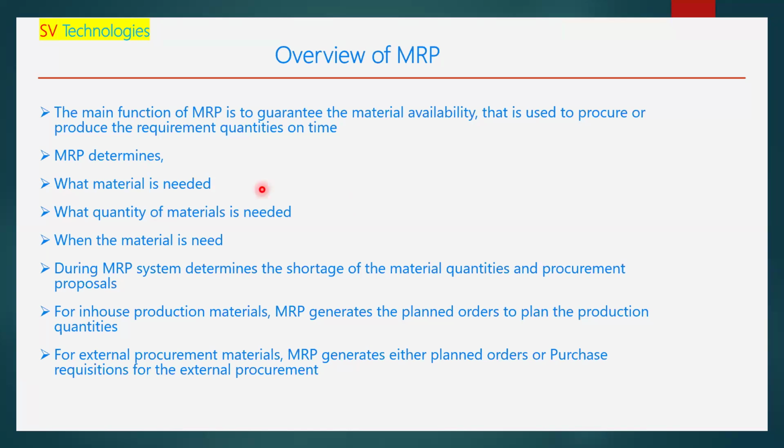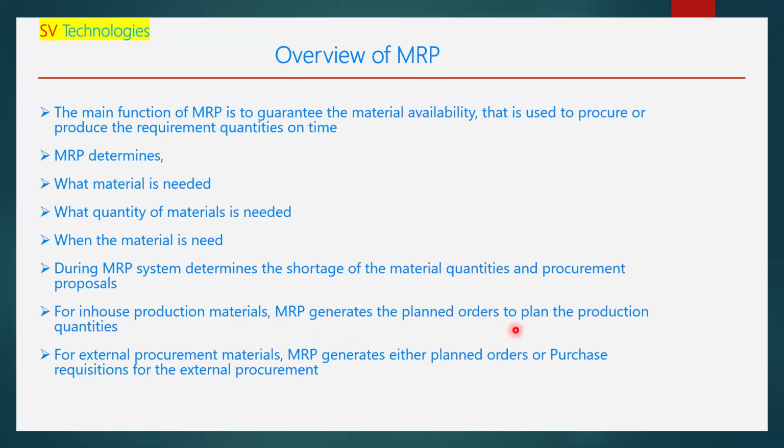Okay, that is the main functionality of this MRP. During the MRP run, the system will calculate the shortage of the material requirement quantities for procurement proposals. And this is the basic thing you need to understand. I'll show you in a graphical representation also.